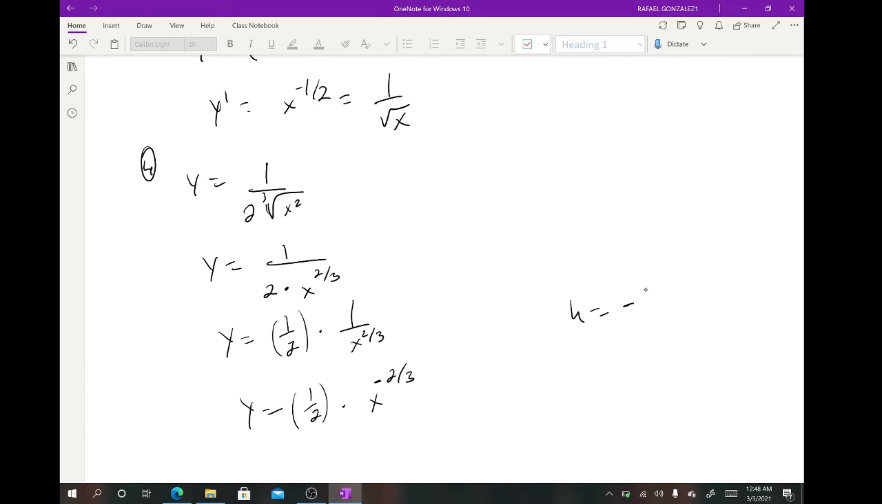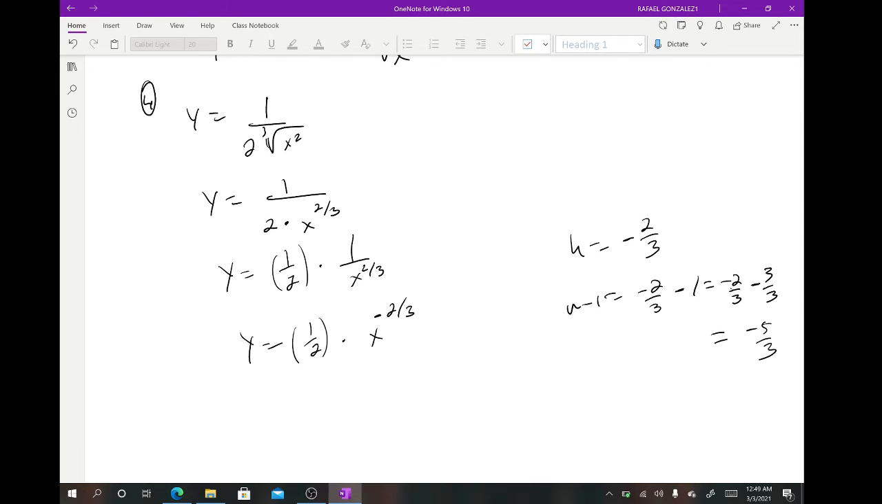So n is going to be equal to minus 2 over 3. N minus 1 is going to be equal to minus 2 over 3 minus 1, which in this case is going to be minus 2 over 3 minus 3 over 3. And here, because in the numerator both of them are negative, we're just adding. So it's going to be minus 5 over 3. And now we could take the derivative.